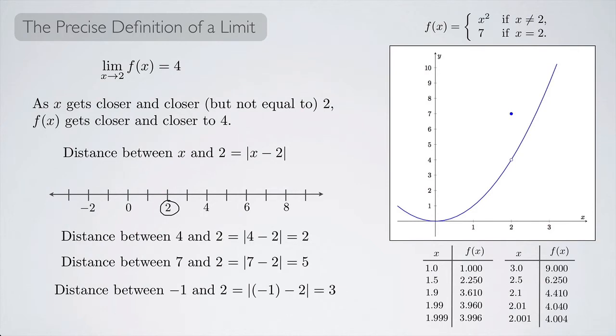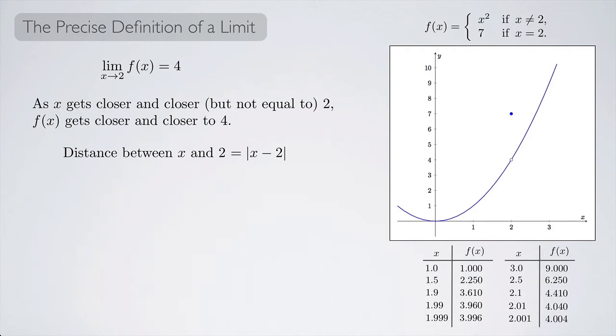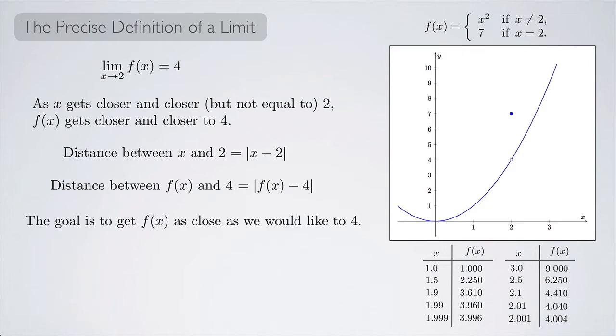So you see in general that the distance between any number x and 2 is just the absolute value of x minus 2. Similarly, we see that the distance between f of x and 4 is the absolute value of f of x minus 4. And so the basic idea is we want to get f of x as close as we would like to 4. In other words, the distance between f of x and 4, we would like that to be as close as possible, or as close as we would prefer. In other words, if I say I would like the value to be within 0.01 of 4, we should be able to do that by picking a value of x down here that would work.